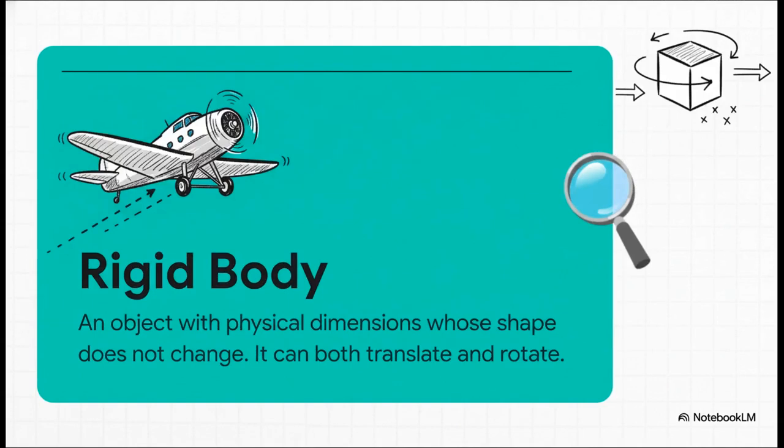But what if you're the pilot? You definitely care about rotation. And that's where the rigid body model comes in. Here, the object has a shape and size, but we make one really key assumption. It doesn't bend or stretch or deform at all. It can move and it can spin, but the distance between any two points on it is always constant. This is the real workhorse of dynamics.